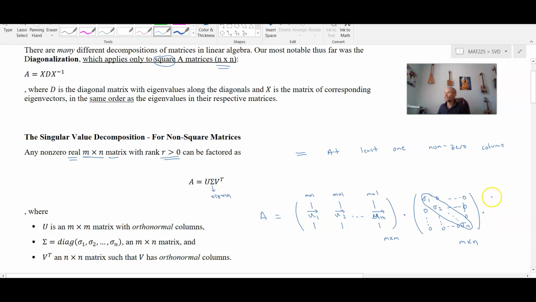And then V transpose, V is going to be an n by n matrix. Therefore, V transpose is going to be an n by n matrix. And that's going to have n columns, V1.